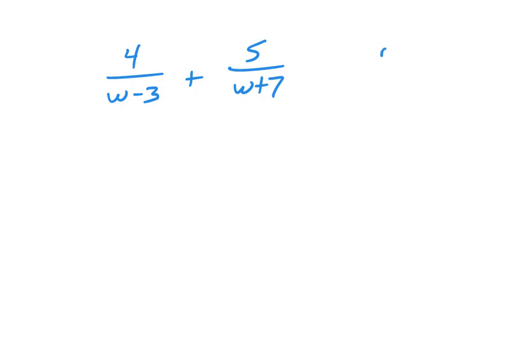And w cannot be 3 or negative 7. We'll talk more about why we do the restrictions. There's going to be some things come up in the next couple of days where restrictions are going to be really, really important to what we do. It's not as much today because we're not really using those restrictions for anything. It's just saying these are the values that w cannot equal.